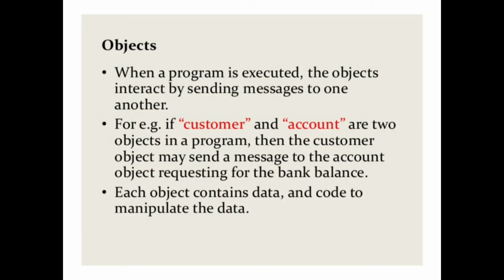When a program is executed, the objects interact by sending messages to one another. For example, if customer and account are two objects in a program, then the customer object may send a message to the account object requesting the bank balance. Each object contains data and code to manipulate the data.